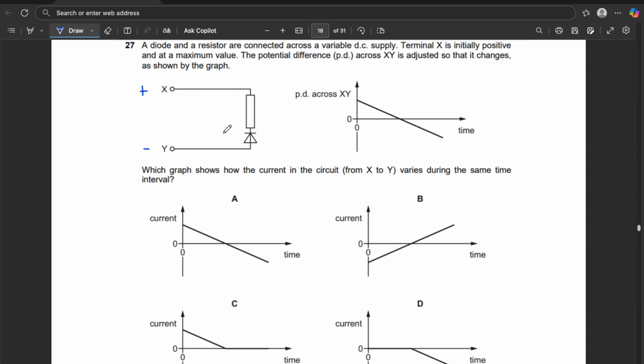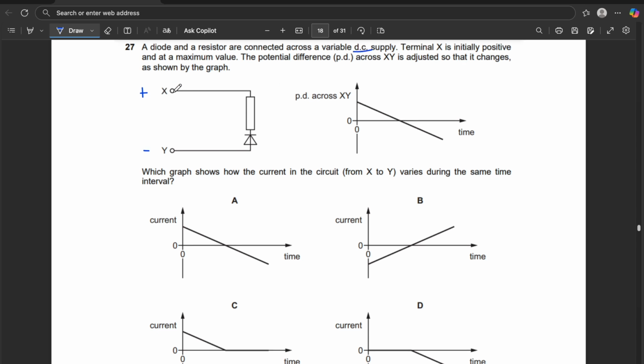Okay, so this is a DC power supply, and you have to know that current flows from high to low potential. Obviously, this is quite intuitive, right? So when it does that, this diode is in the wrong direction, which means that current cannot flow in this direction. So it will be like that, which leaves us only one option, D.